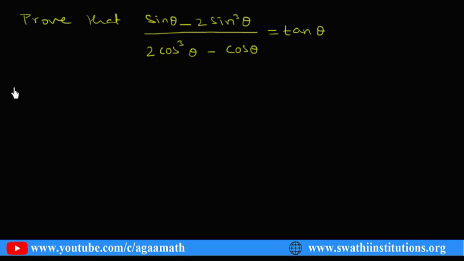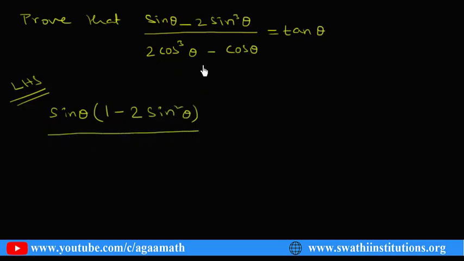So let us take the LHS here also. LHS part I take: sine theta minus 2 sine cube theta. In both of these, sine theta is common. So if I take sine theta common, that is 1 minus 2 sine square theta by, in this cos theta is common, so that is 1 minus 2 cos square theta minus 1.